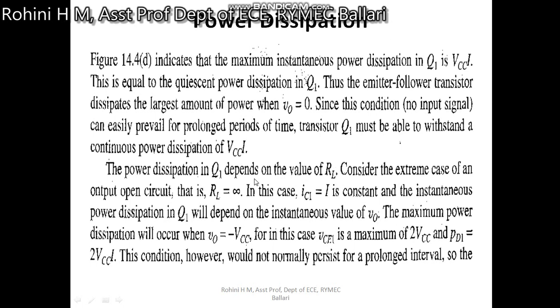So consider the extreme case of the output open circuit, that is RL is equal to infinity. In this case the collector current is equal to I, constant, and the instantaneous power dissipation in Q1 will depend on the instantaneous value of the output voltage V0. The maximum power dissipation occurs when V0 is equal to minus VCC, when it is open circuited and the load resistance is infinity.